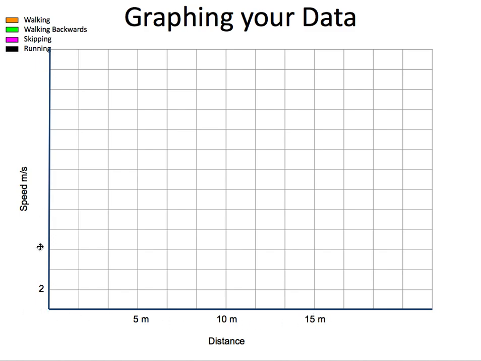For the y-axis, it might make sense to go by 2s depending on how fast the fastest person in class was for you guys and how much space you have in your graph. They don't have to be proportional to the x-axis. But if you're going by 2s, then you'd go 2, 4, 6, 8.